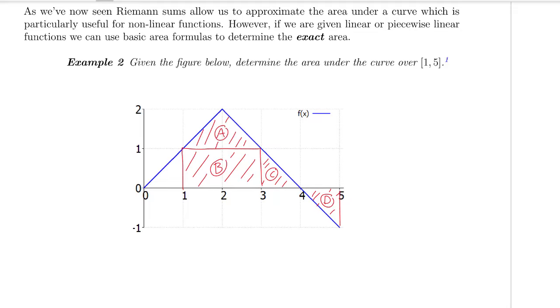So there we have them labeled A, B, C, and D, and so we can calculate those subregions using area formulas for triangles and rectangles. And you may wonder why we didn't include this area from 0 to 1, and that's because our interval is from 1 to 5. So let's go ahead now and add up those areas.